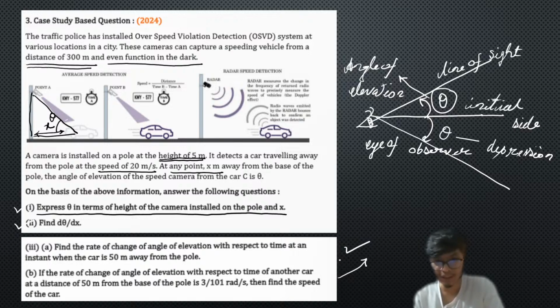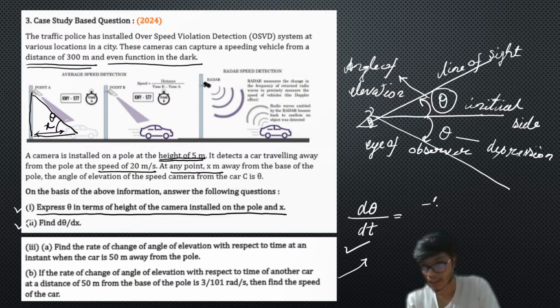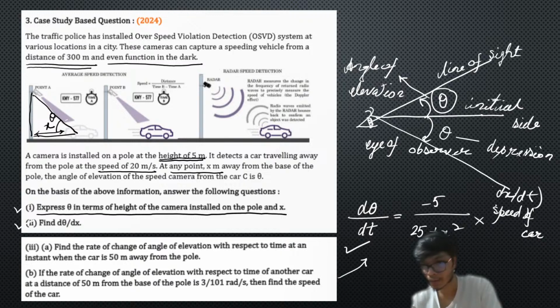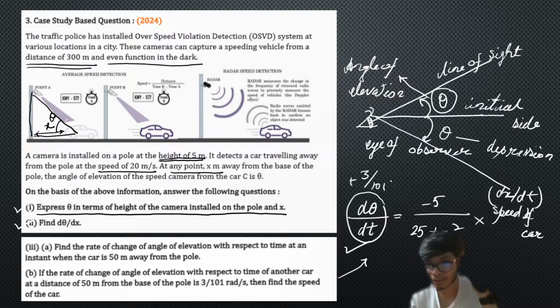If the rate of change of angle of elevation with respect to time of another car at a distance of 50 meters from the base is given as 3 upon 101 radian per second, then what is the speed of the car? It's just a reverse problem, right? We found that d theta upon dt is minus 5 upon 25 plus x square into the speed of the car. The speed of the car is dx upon dt. So we have to find dx upon dt, given that d theta upon dt is 3 upon 101 radian per second.